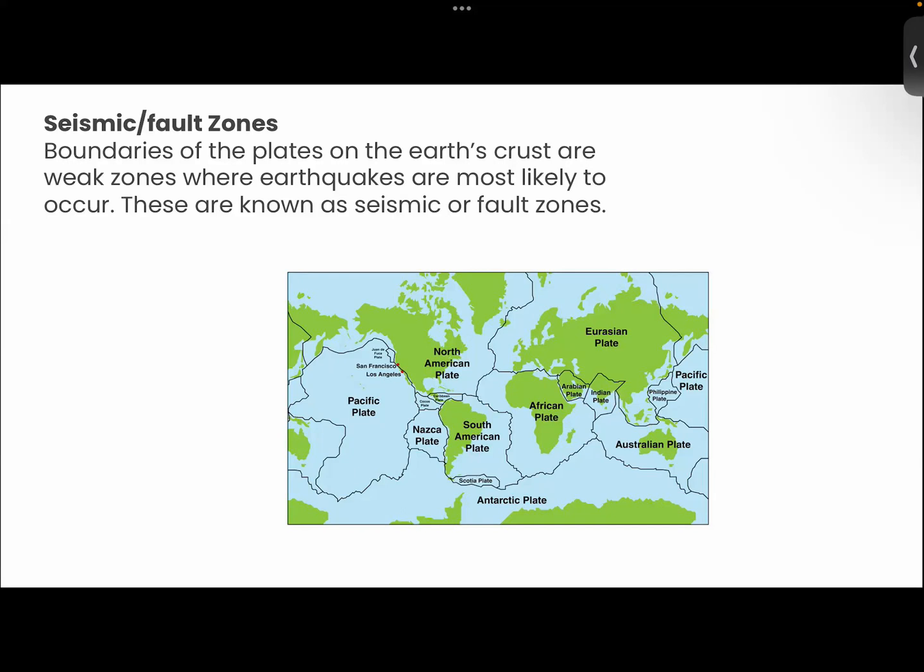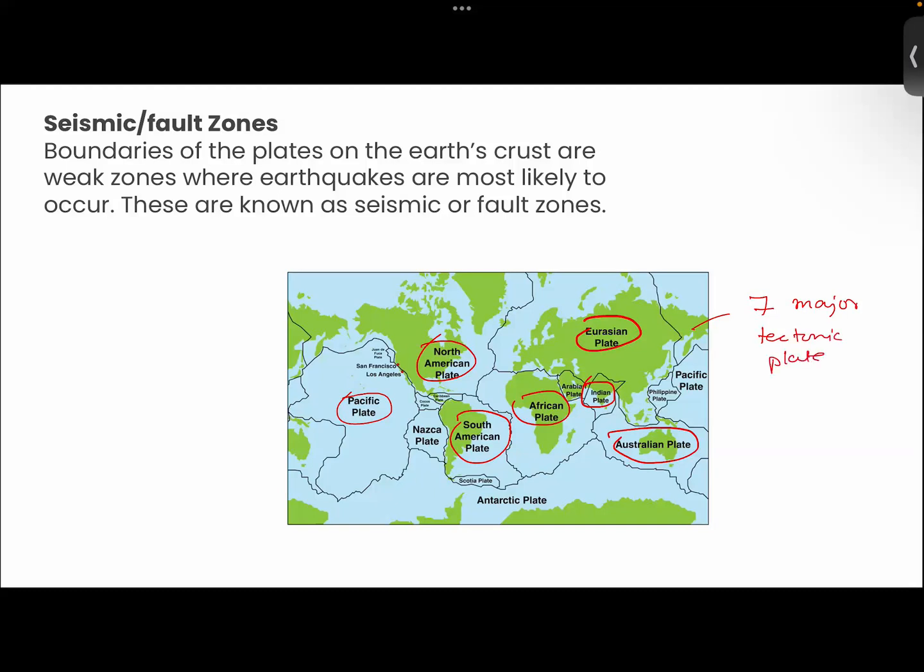You see, there are almost 7 major plates. See, Pacific plate, North American plate, South American plate, African plate, Eurasian plate, Antarctic plate, as well as Indian plate. These are the 7 major plates. So the earth has been divided into 7 major tectonic plates.